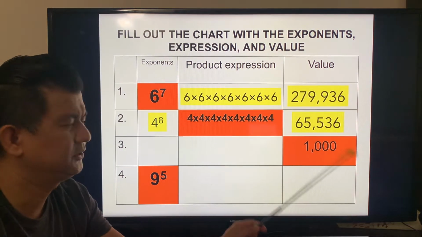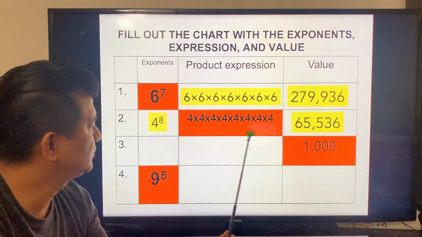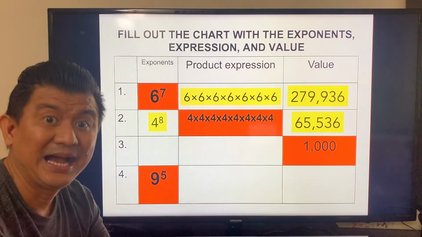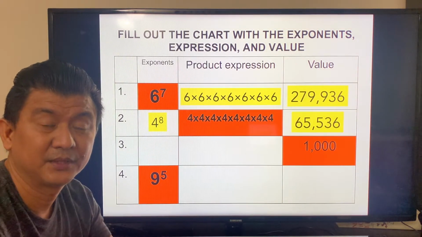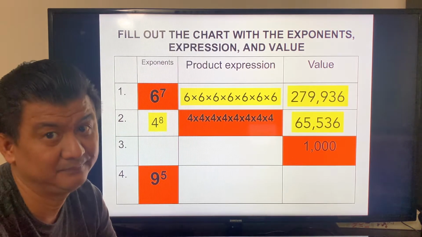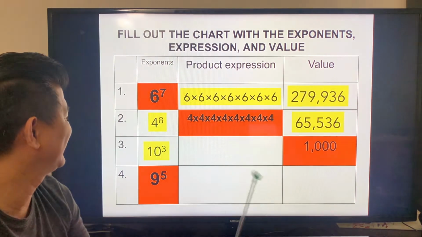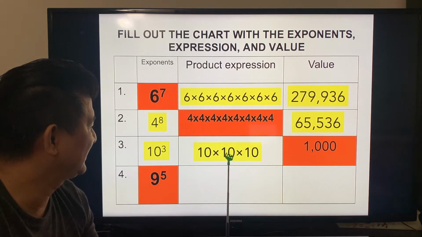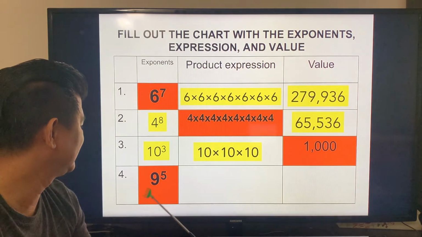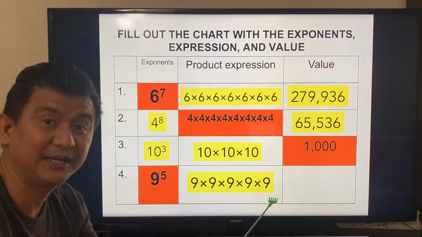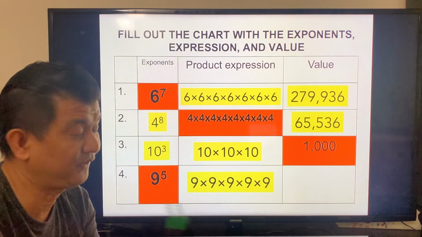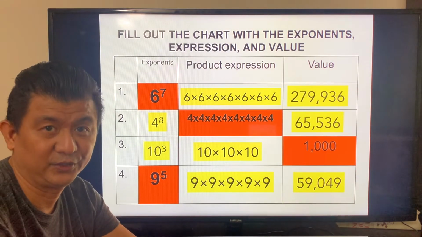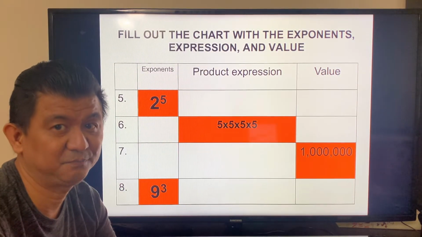All right. Oh, this one. What numbers, when multiplied, will give me 1,000? And take note, the base should be the same. Yes, correct. So that's 10 to the third. So 10 times 10 times 10. Next, 9 to the fifth. Write it down 5 times. But it's not 9 times 5. And the answer is 59,049.